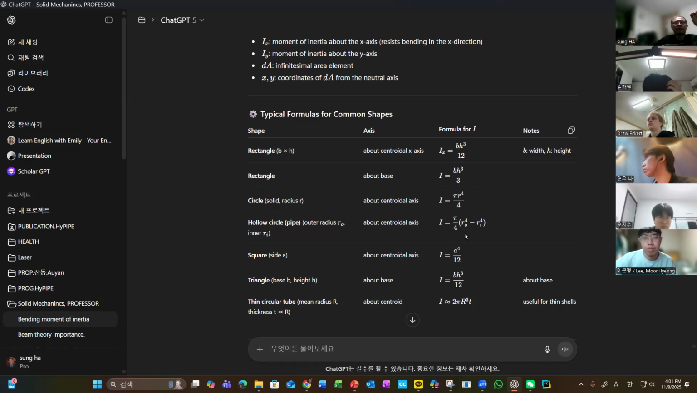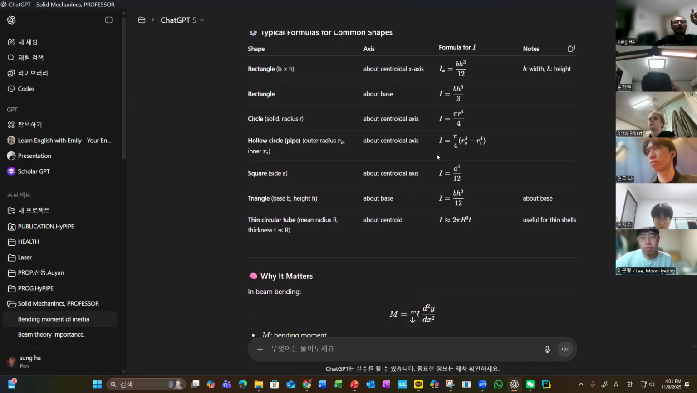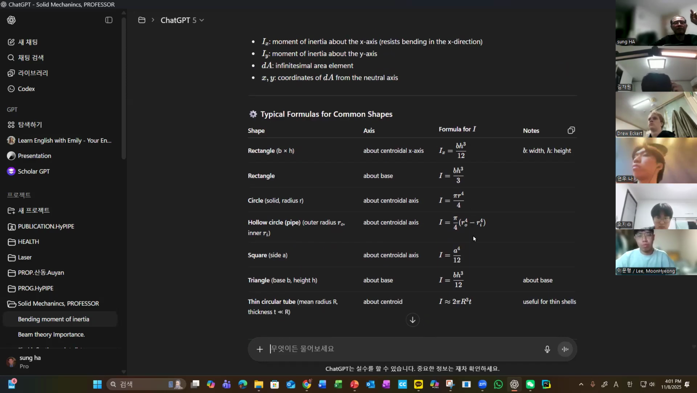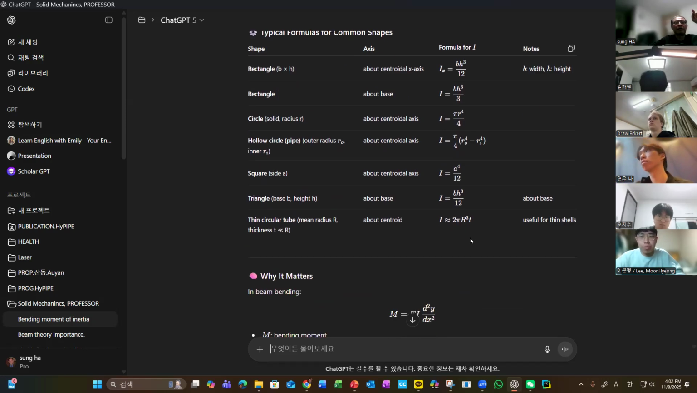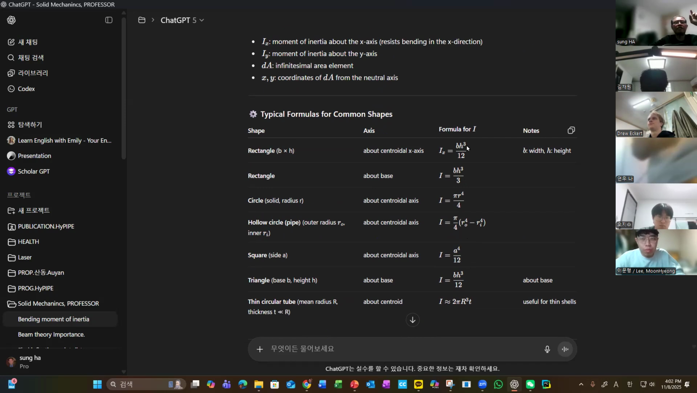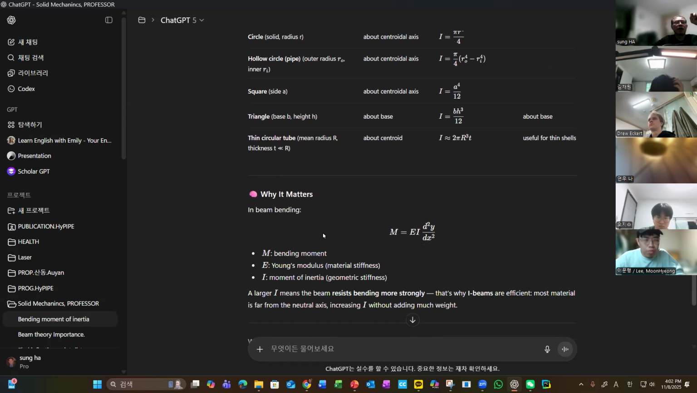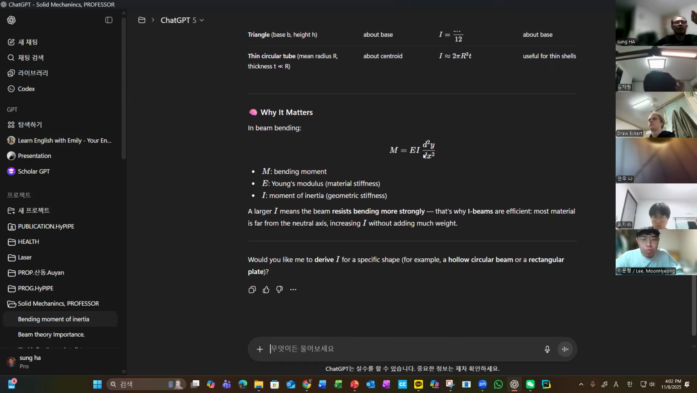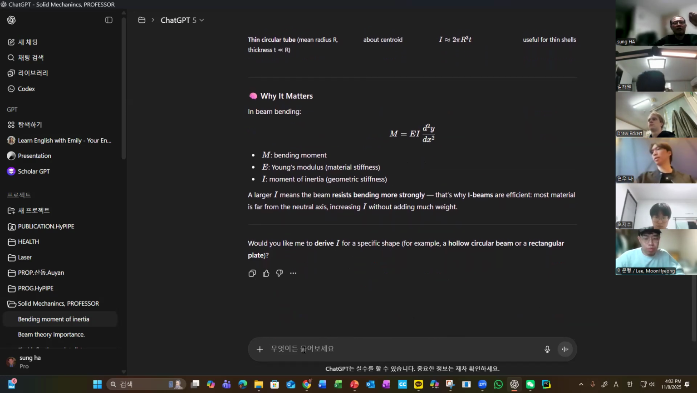And if this is a circular tube type, then you have a minus, and then scaling is easy here. If b and h are the same, this is the one. Why does I matter in beam bending? This is EI times the y double-prime curvature, and then you can ask how to transform the moment of inertia.